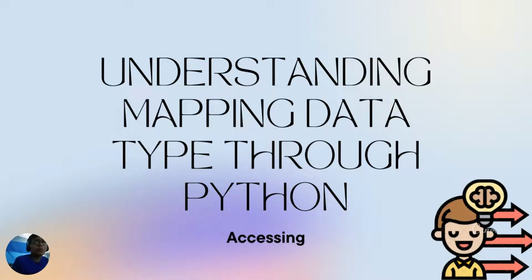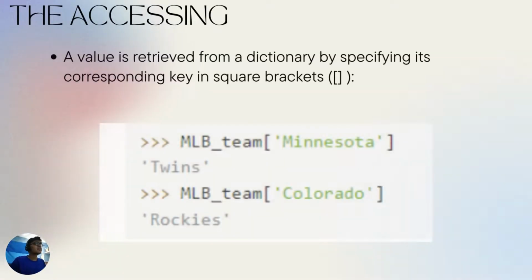So, if they do not support indexing, how can one access them? That's the real question that we need to get answered. Because if we are storing the data, obviously we need to have a way to access them. Let's see how we can access them. A value is retrieved from a dictionary by specifying its corresponding key in square brackets. Suppose in MLB team, I want the value whose key name is Minnesota. So I will just say MLB team of Minnesota, and it returns me the value that is wins. Very simple.